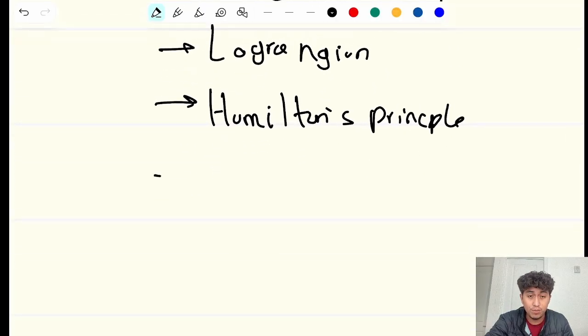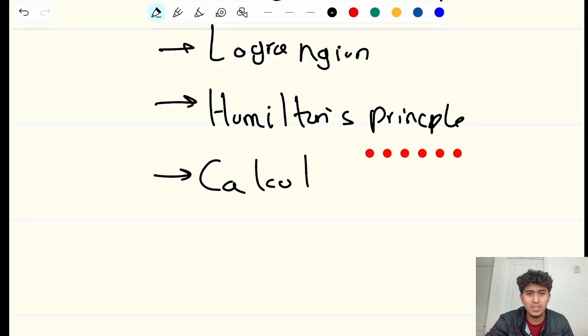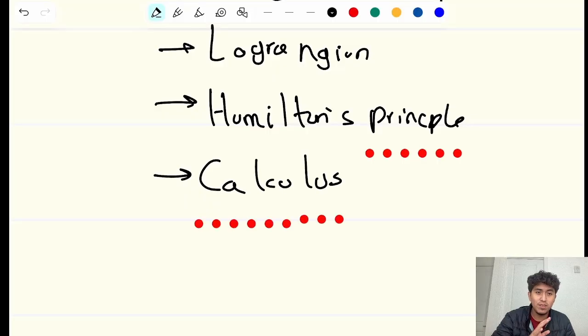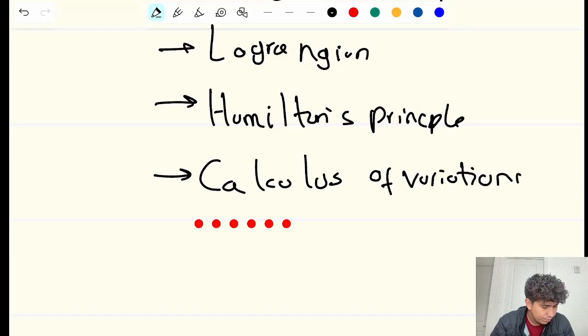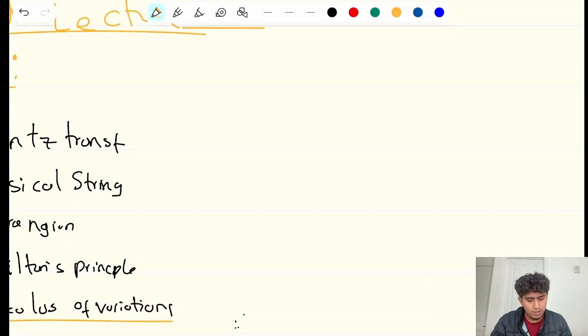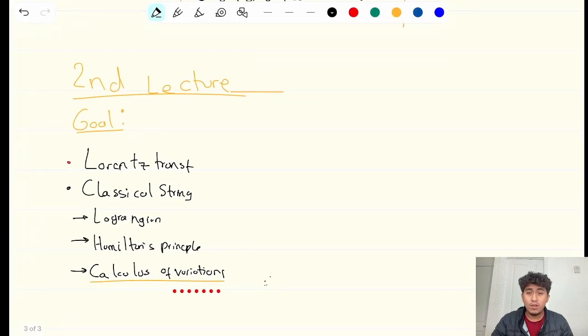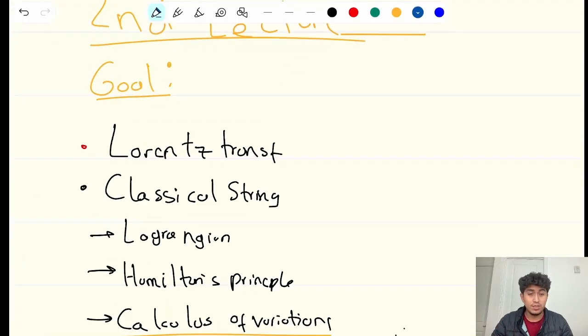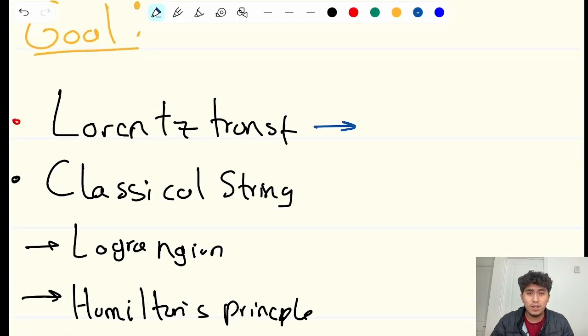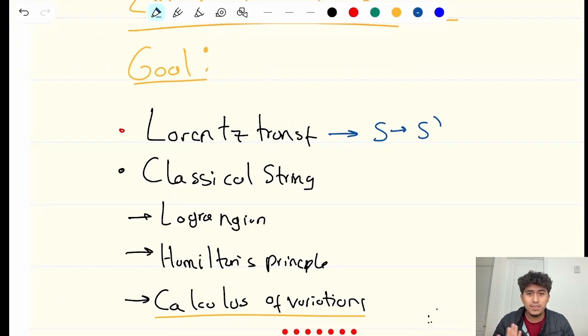And some calculus of variations. This is going to be extremely important, and it's probably going to take most of the lecture to do calculus of variations. So why do we care about Lorentz transformations? Because we want to know how to move between different frames, like from a frame S to an S prime, and see how our stuff changes.